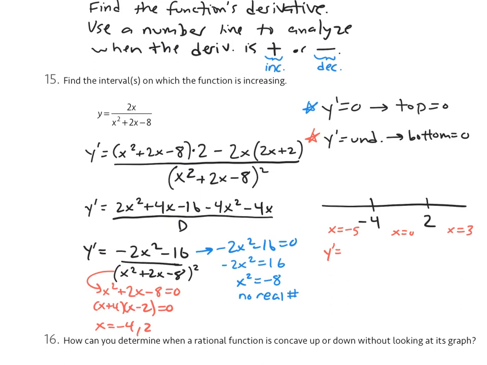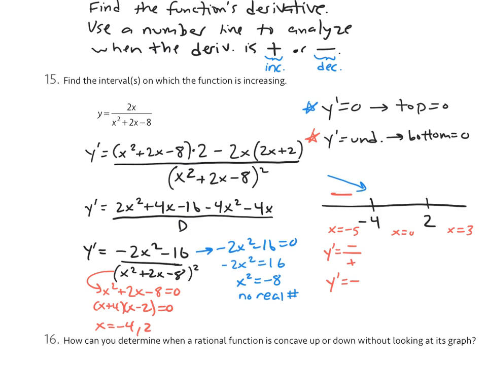So when I plug in negative 5, this value right here, x squared is negative 5 times negative 5, so that's 25. 25 times negative 2 is negative 50, and then negative 66. So I'm going to mark that that's a negative value, and then I'm going to look at the bottom. When I plug in negative 5 into the bottom expression, you get a positive value, which means that we have a negative over a positive, so y prime is negative. So it's going to be decreasing.